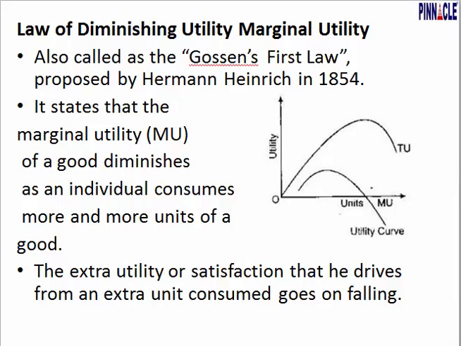Law of diminishing marginal utility, this is also a very, very important statement. We will also call it Gossen's first law, proposed by Hermann Gossen in 1854. It states that the marginal utility of a good diminishes as an individual consumes more and more units of the good.